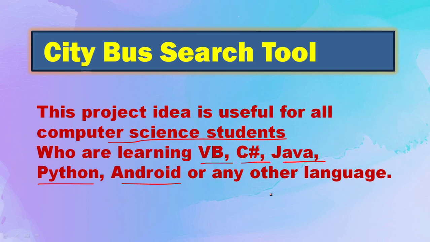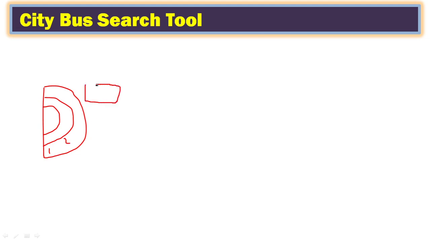So what is this project all about? This project is basically a city bus search tool. In every city there are city buses. If you take Bangalore, we call it the BMTC, and the main bus stop is Majestic. If you take Majestic, buses come here. We divide it into platforms: platform 1, 2, 3 like this. So these are the buses.